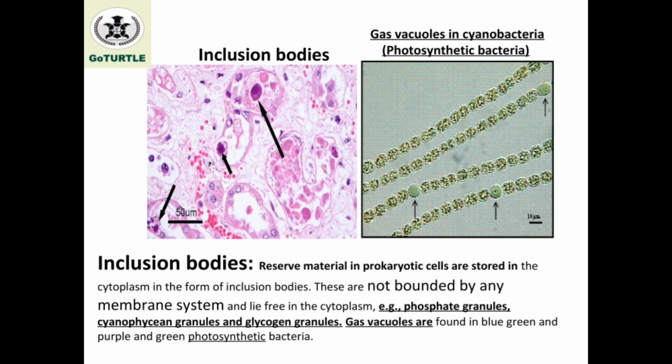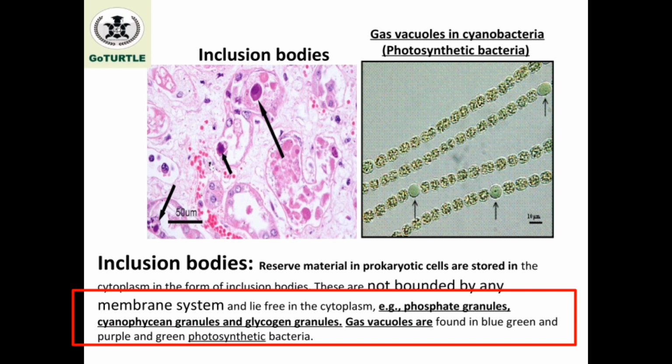So the question that is asked here might be whether the inclusion bodies are membrane-bound or membraneless. So very clearly it is noted that the inclusion bodies are not bounded by any membrane system and lie freely in the cytoplasm. So the examples, what does it include? It includes some reserve stored food materials, that is phosphate granules, cyanophycin granules and glycogen granules.